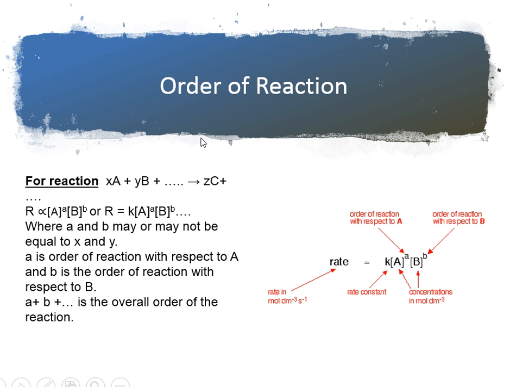So for order of the reaction, the coefficients a and b may or may not be equal to x and y. One thing you need to remember always when you are determining the order of reaction is the stoichiometric coefficients do not always give the order of reaction. So here this small a represents the order of reaction with respect to A, and b represents the order of reaction with respect to B. So a plus b will be the overall order of the reaction.